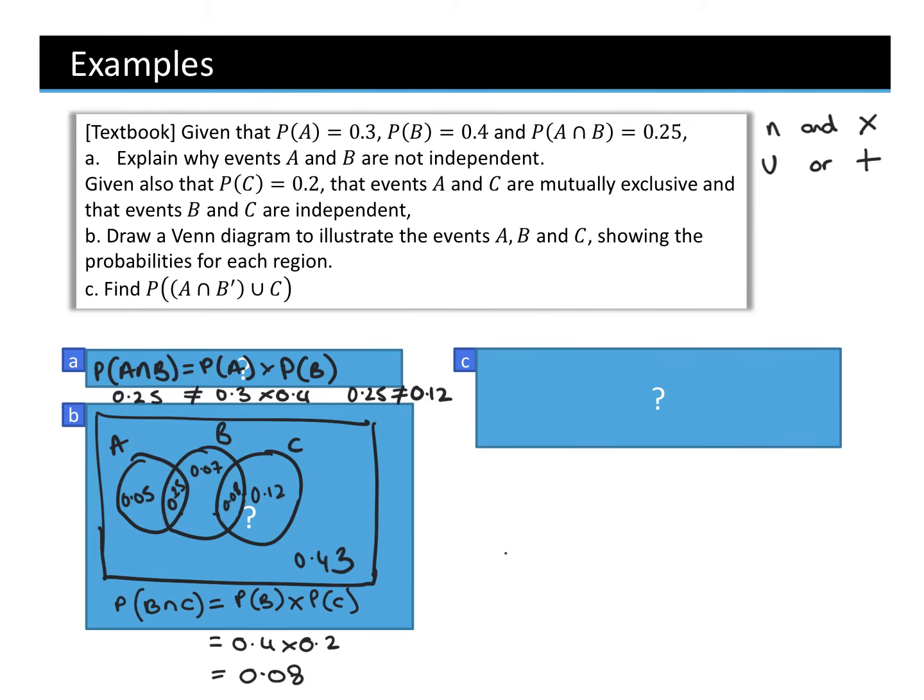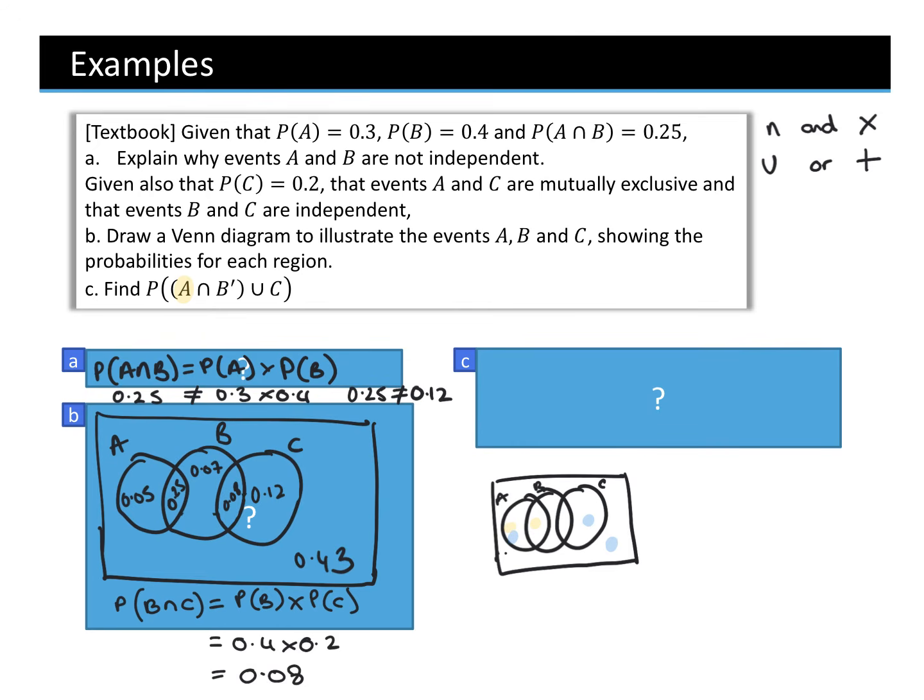A, B, C. Actually, I'm going to draw it here. A, B, C. Okay, and we start by using highlighters. Okay, let's think about this. Where is A? Here and here. Where is not B? Here and here and here.